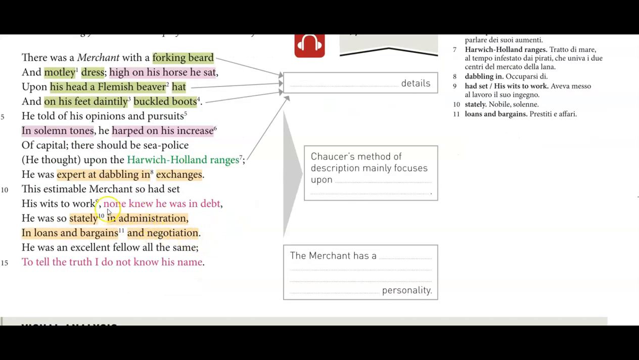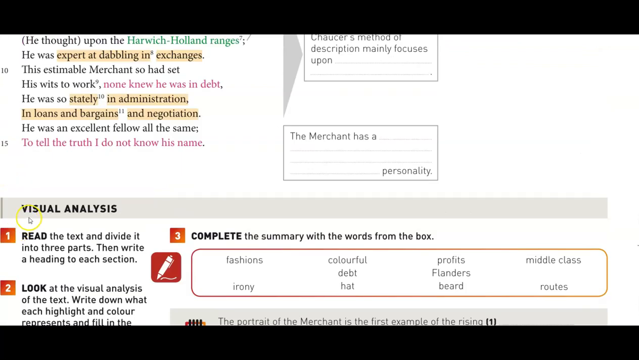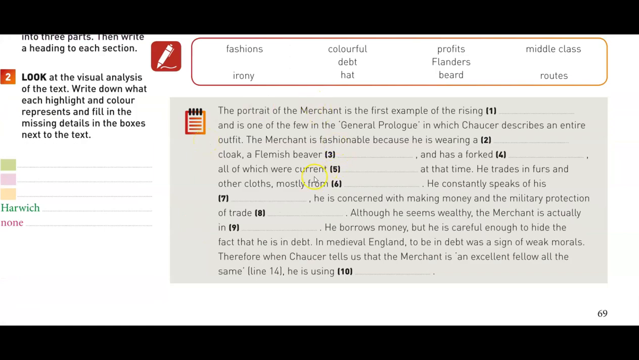Then we have the pink, or violet, red, I don't know the color, maybe violet. These are letters: none knew he was in debt. To tell the truth, I do not know his name. This is the narrator's voice, Chaucer's own voice, his personal point of view declared in a passage. Now, let's see about this passage. It is very, very simple, but I give you a minute and then we check the exercise together.